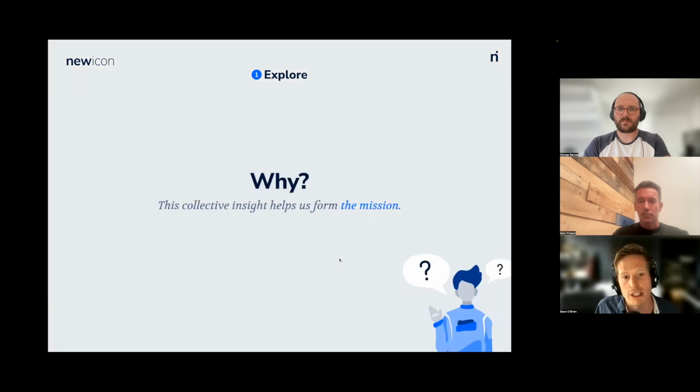And why do we do this? Well, really that understanding and this overview, which we do in the create phase, really creates the mission for the project, and it helps align all the teams.